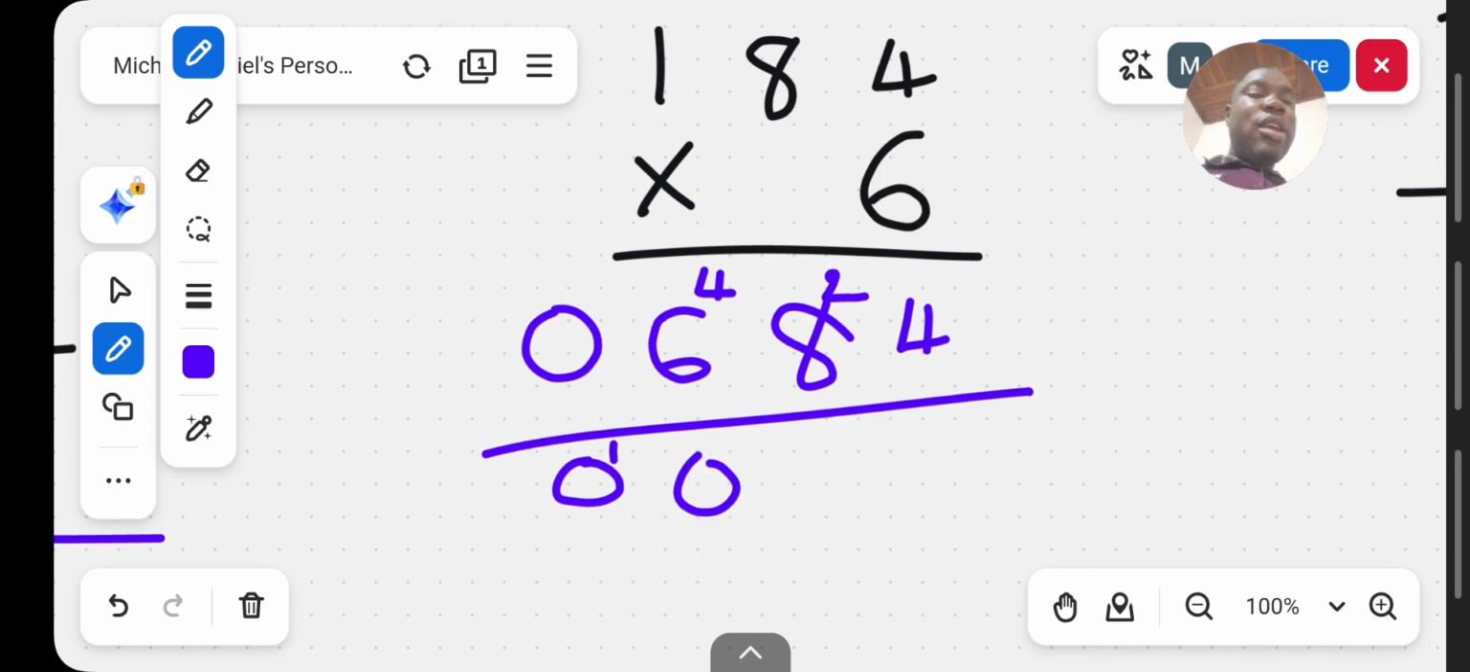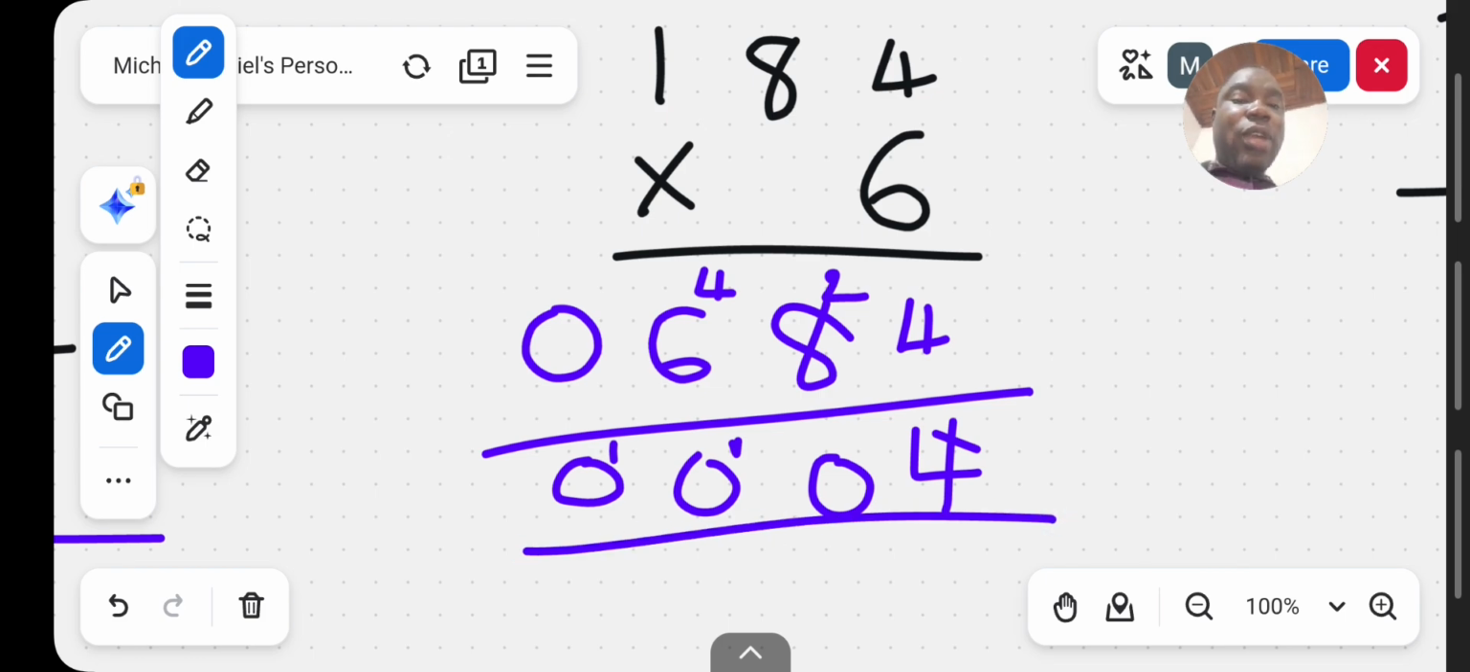Then the next is 2 plus 8. 2 plus 8 is 10. How to write the 10? 1 here and 0 down here. And this is just 4 without a baby. Okay. So let's add up. So what we have here, 1 plus 0 is 1. Then we have 0 and then we have 4. Easy. 1,104. That's the answer.